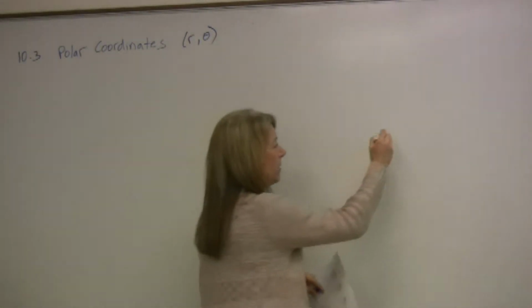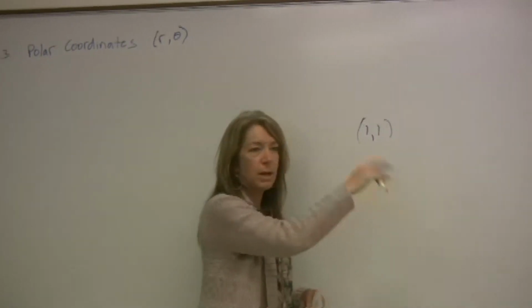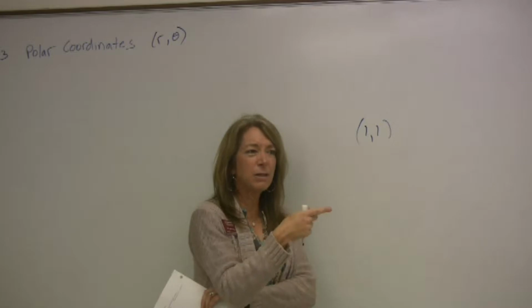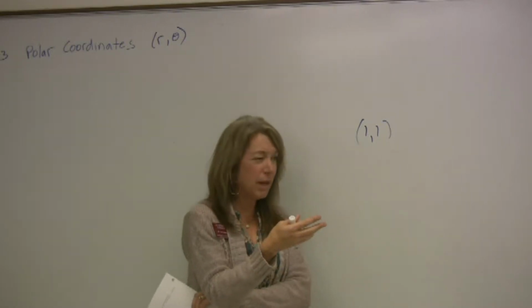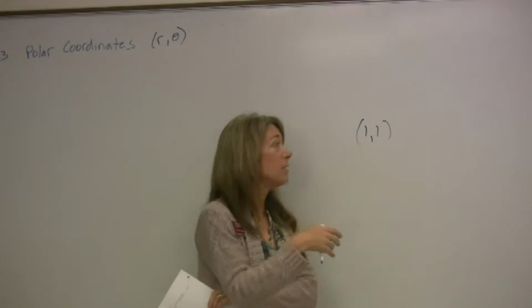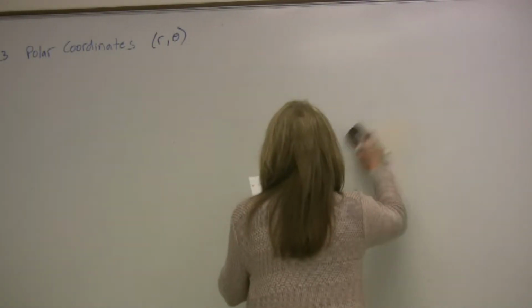Like there's only one way to write the point 1, 1. I'll go over 1 and up 1. But you know, theta keeps repeating after a while, right? If theta equals 0 or theta equals 2 pi, it's the same place. So there's an infinite number of ways to write polar coordinates. So we're going to talk about that.